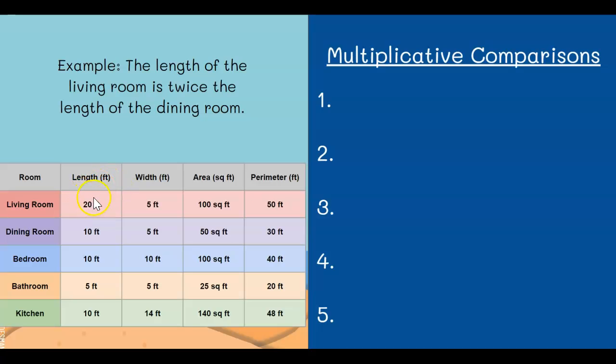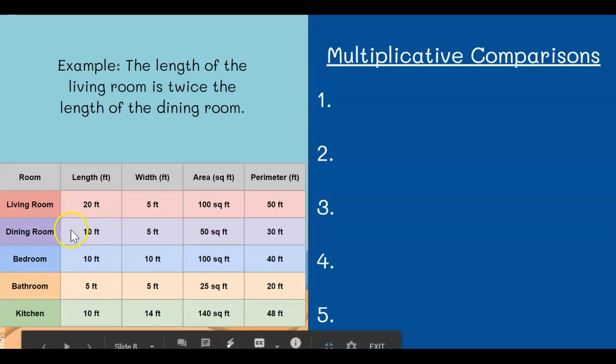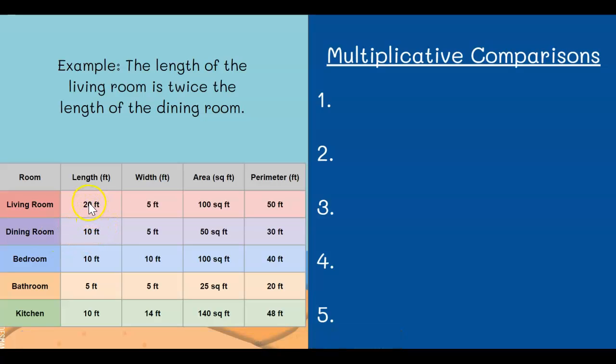So let's look at it and examine that closer. The living room length is 20 feet. The dining room length is 10 feet. So 20 is twice as big as 10. So we put this into a multiplicative comparative statement and said that the length of the living room is twice the length of the dining room. So that's our first example.